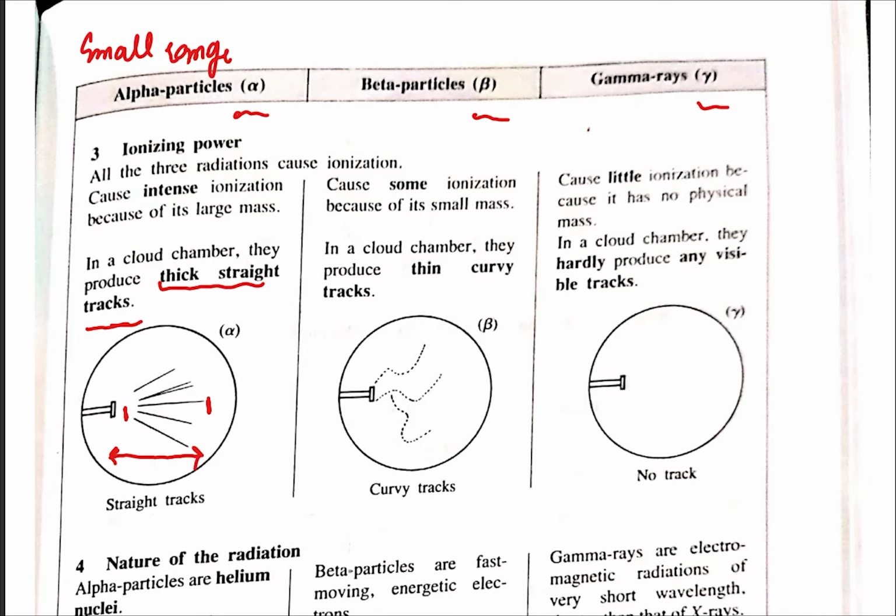And if we were to expose beta particles in the cloud chamber, we would see thin curvy tracks in the cloud chamber. This is what you will see, but the track would be a bit longer.